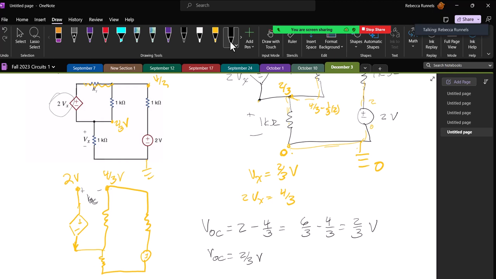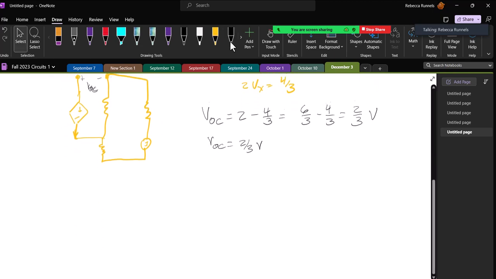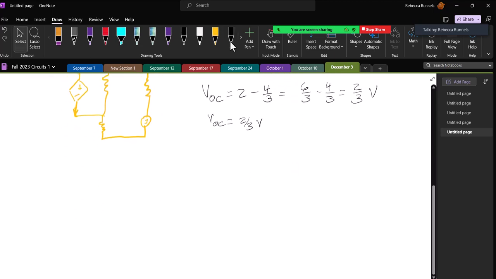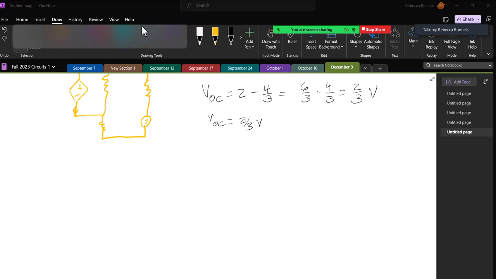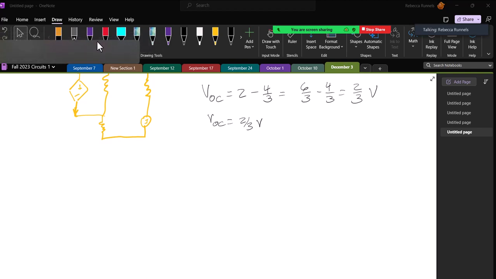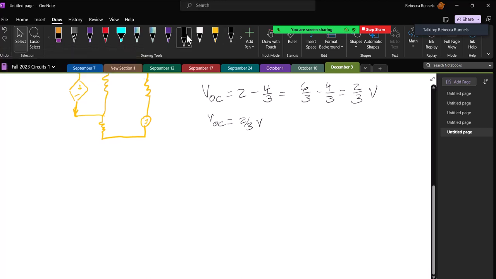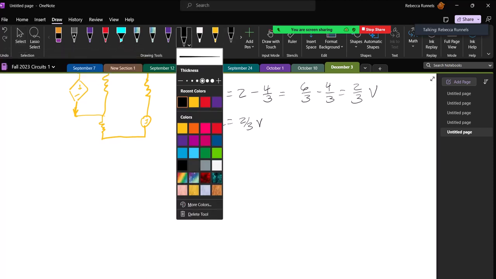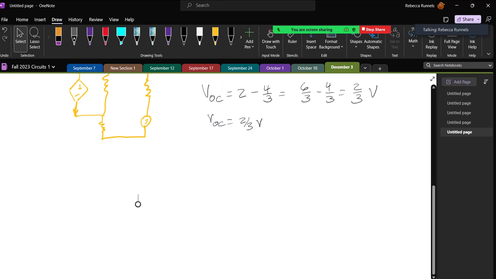The other half is to find R Thevenin. And boy, do I wish I didn't have a dependent source, because if I didn't have a dependent source, I could just do resistor simplification. But I do have a dependent source. And so what I do is I will deactivate all of my independent sources. And when you do that, you turn voltage sources to shorts and current sources to open. But I have to leave my dependent source.